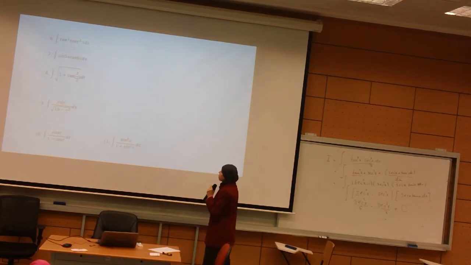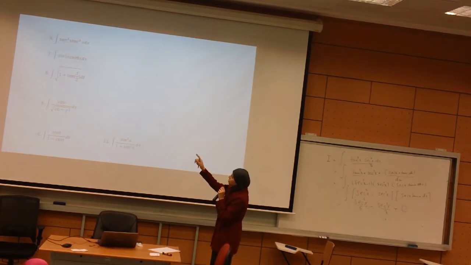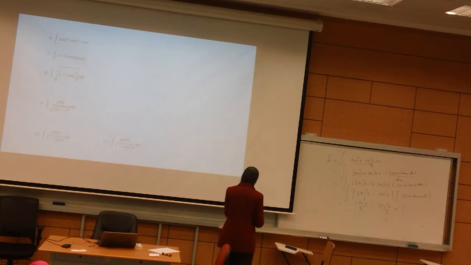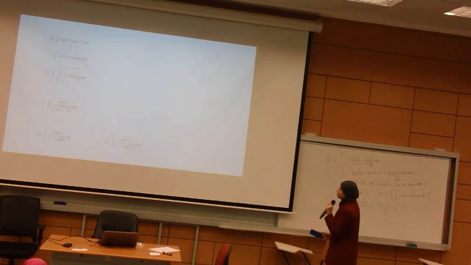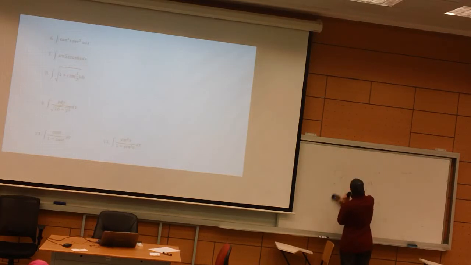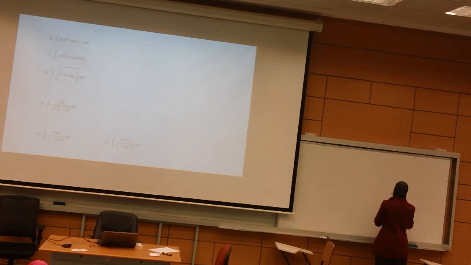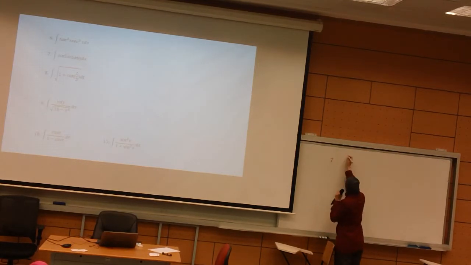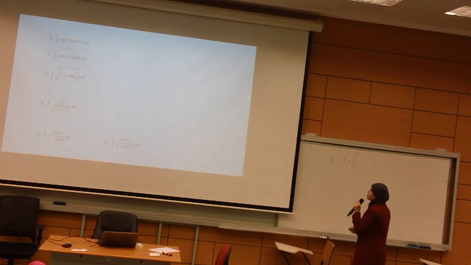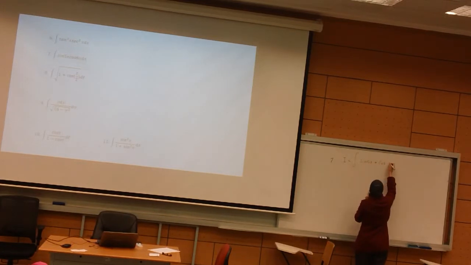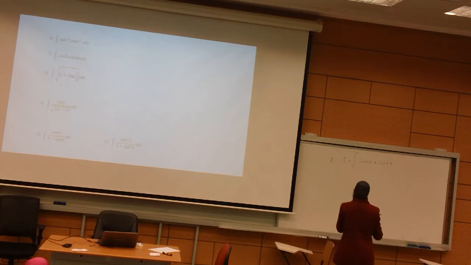Also we learned in this chapter how to find the values of integrations in the form sine mx times cosine nx dx. We use some angle formula for the sines and cosines. For example, if I need to solve the integration number 7, which is the integral sine 5x times cosine 6x, I can use the formula.